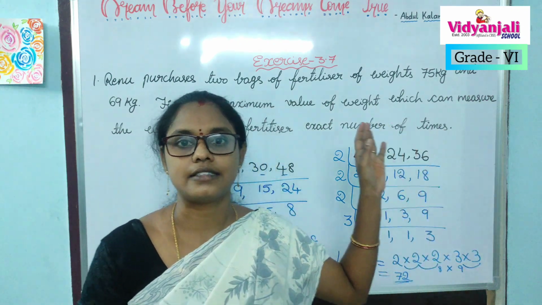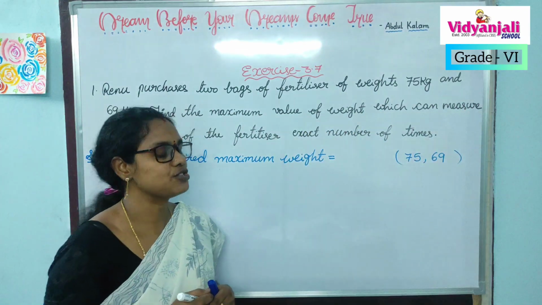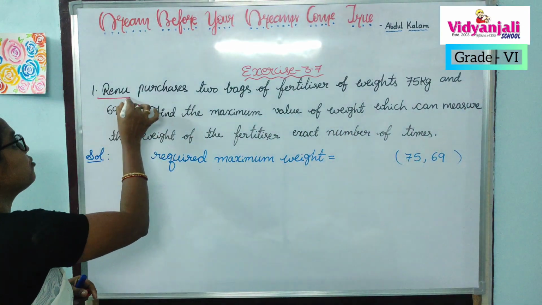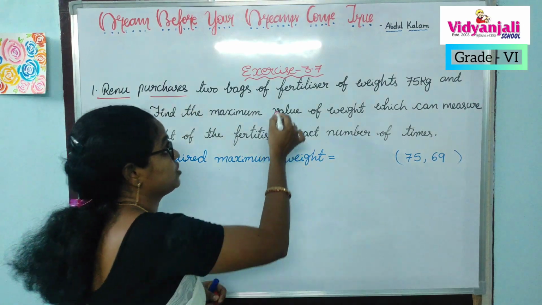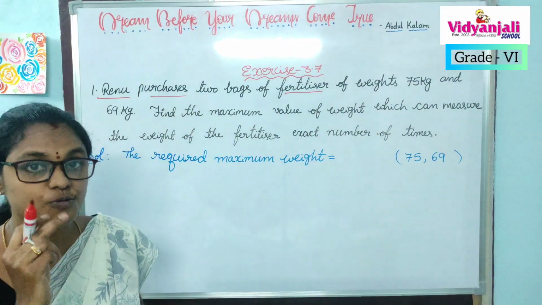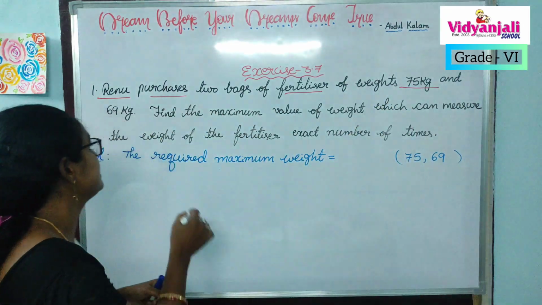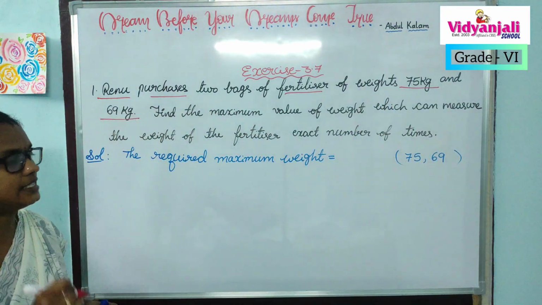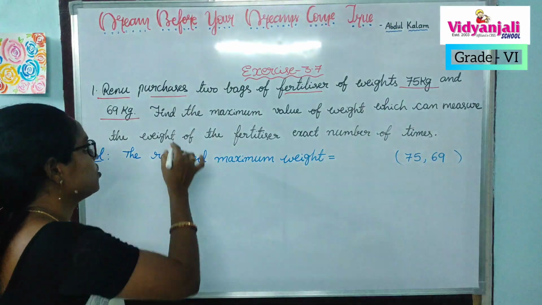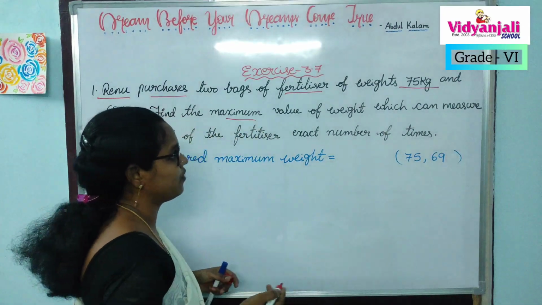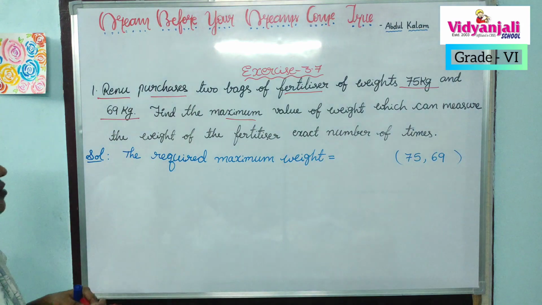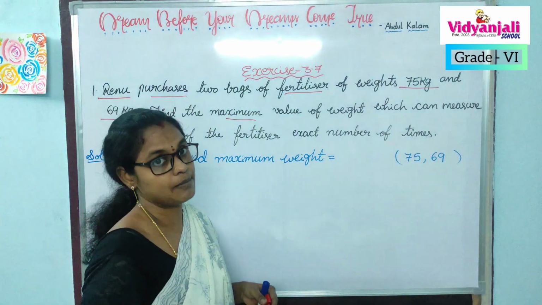Now let's start exercise 3.7. Read the first question, children. Renu purchases 2 bags of fertilizer. One bag weighs 75 kg and the second bag is 69 kg. Then what is the question? Find the maximum value of weight which can measure the weight of fertilizer an exact number of times.